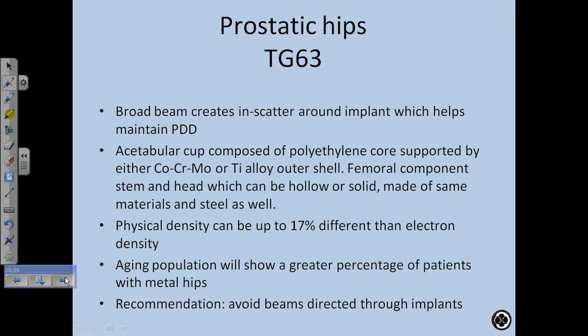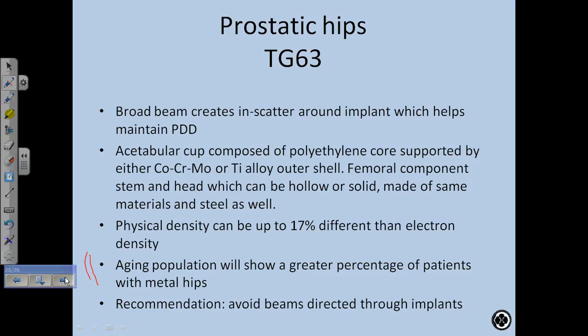A femoral component is a stem and a head, which can be hollow or solid. It's made of the same materials, and it could be made of steel as well. The physical density can be up to 17% different than the electron density. And the reason these prosthetic hips are going to become more important is that an aging population will show a greater percentage of patients with metal hips. As we all get older, we'll start to see more cancer patients, and more hips, because there'll be more older people out there with metal hips.